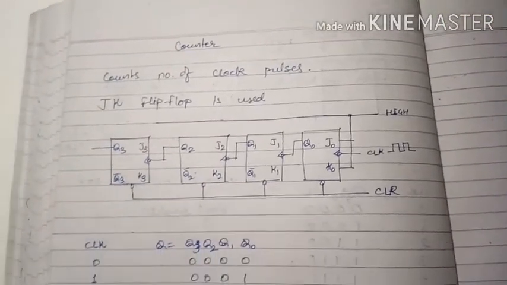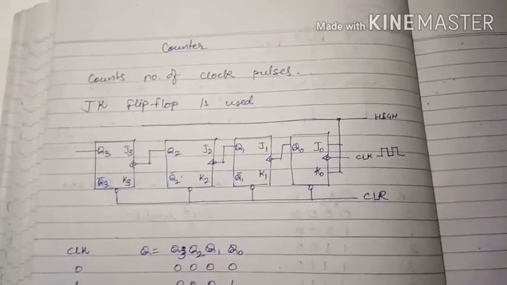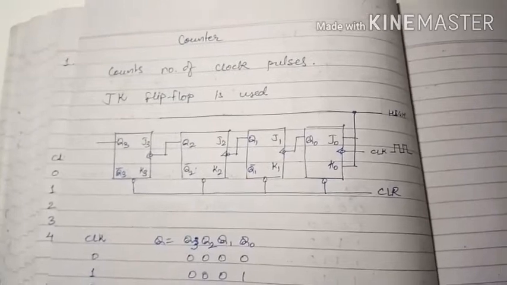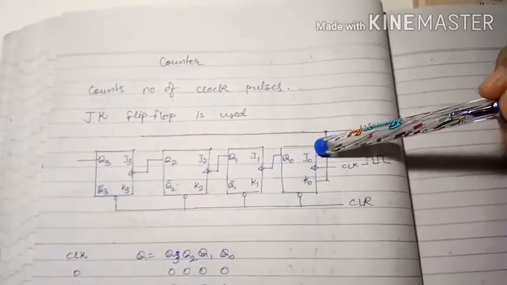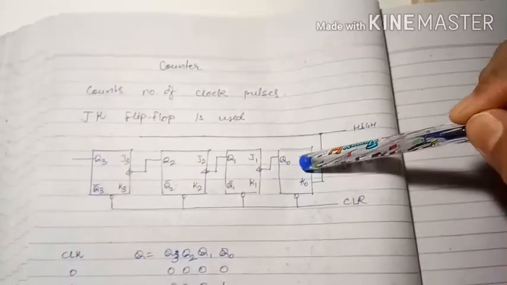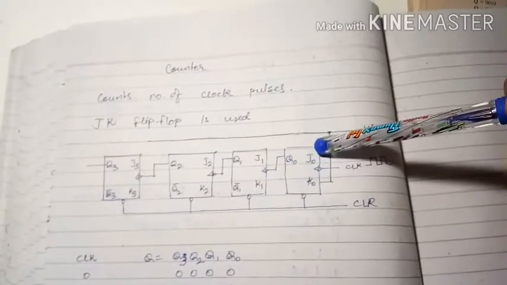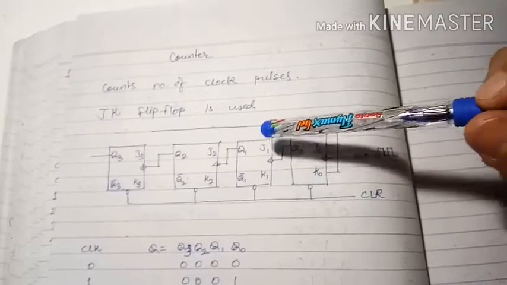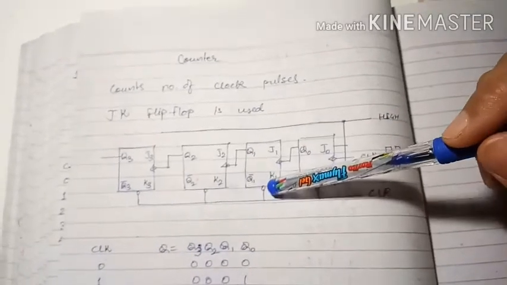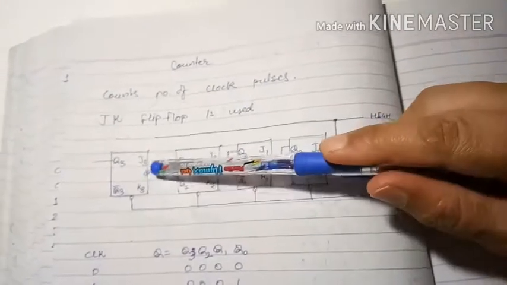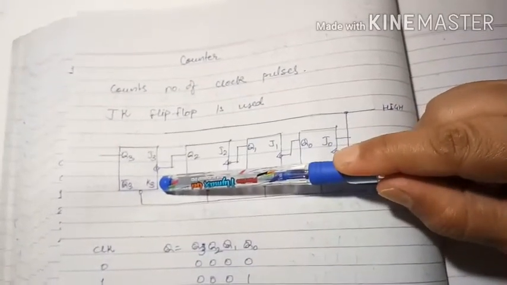Now we have seen that in the shift register or buffer register we were using the D flip-flop. Here we are using JK flip-flop. First, the 0th flip-flop, so input is J0 K0. Second flip-flop J1 K1 is the input. Third flip-flop J2 K2 is the input. J3 K3 is the input.